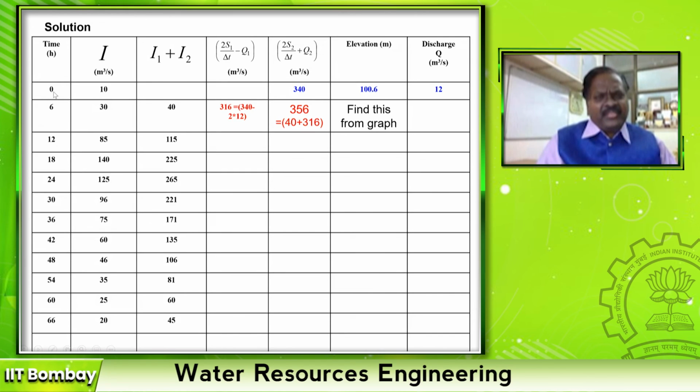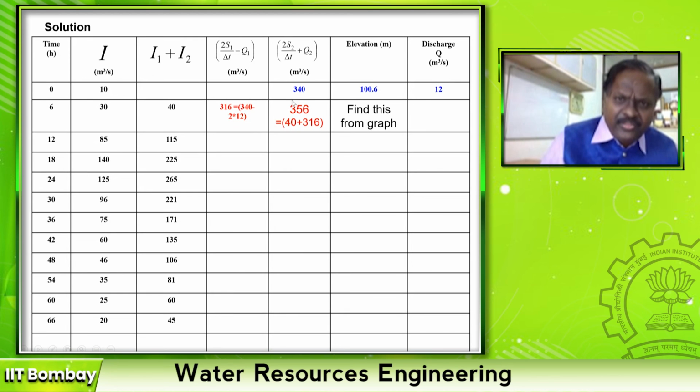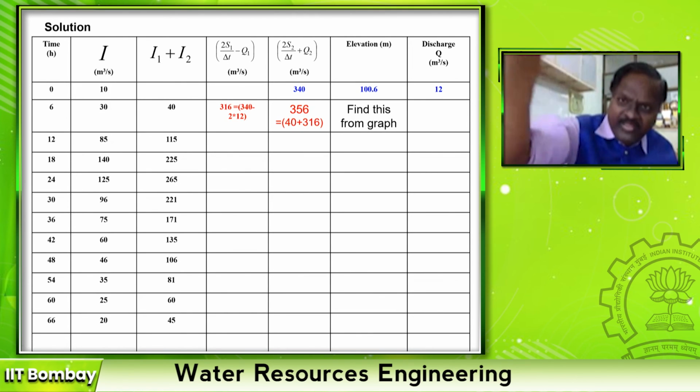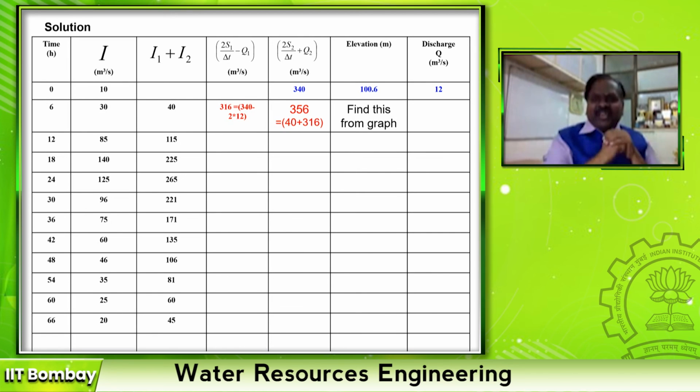But when I am finding this 0 and 6, then at 6, this 340 value, the storage at the end of the previous time period, will become the initial now. But this is storage plus discharge, but what I need is storage minus discharge. So what is the discharge at this point? 12. If I subtract it 2 times, then I will get this relationship of storage minus discharge. That is the starting point. The end point of the previous time step will become the starting point of the current time step.